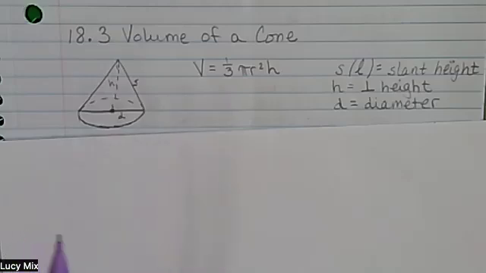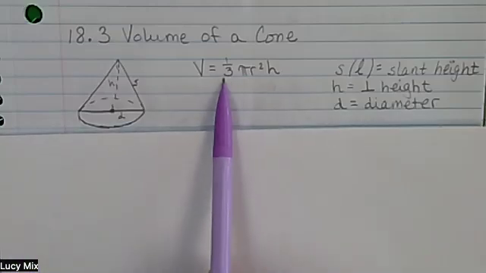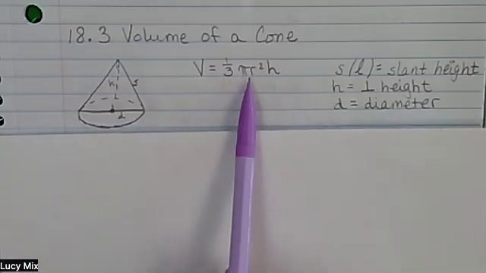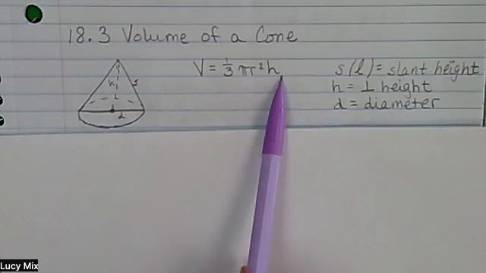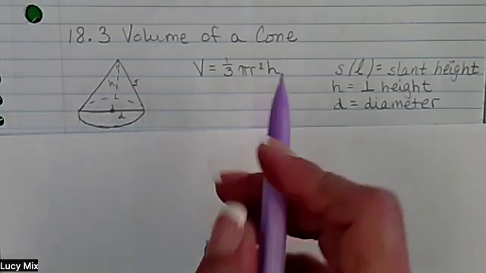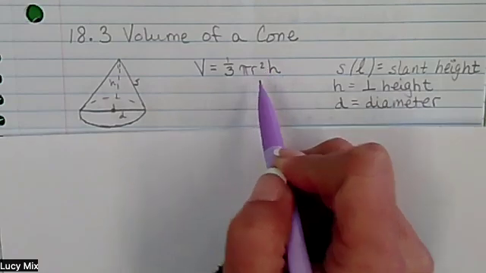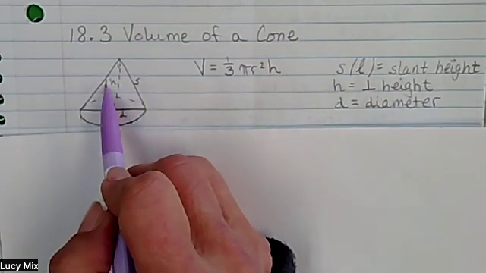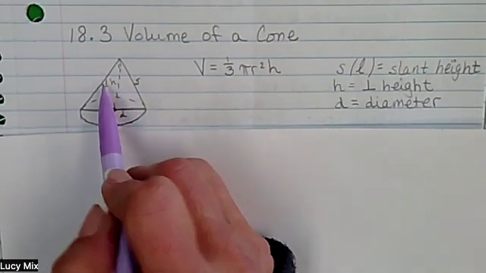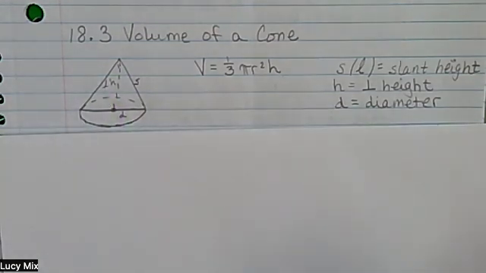And when we're doing volume of the cone, 1/3 of volume of a cylinder, but remember this height is the perpendicular height, not the slant height. So again, be very careful that we are using perpendicular height and not the slant height.